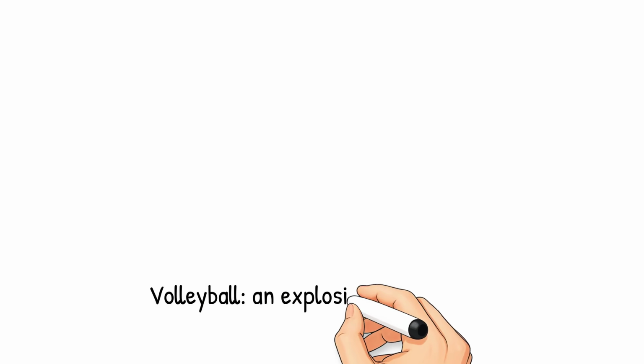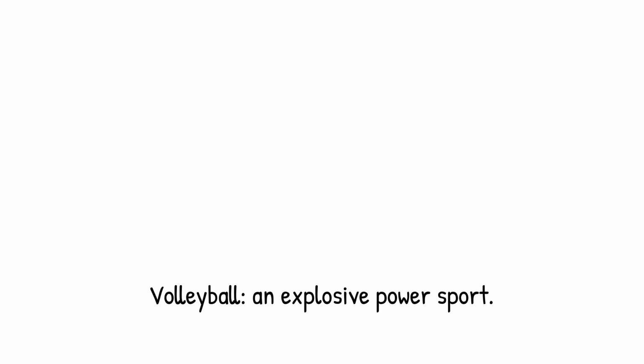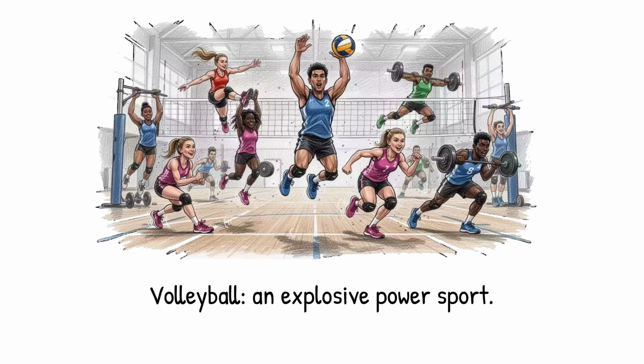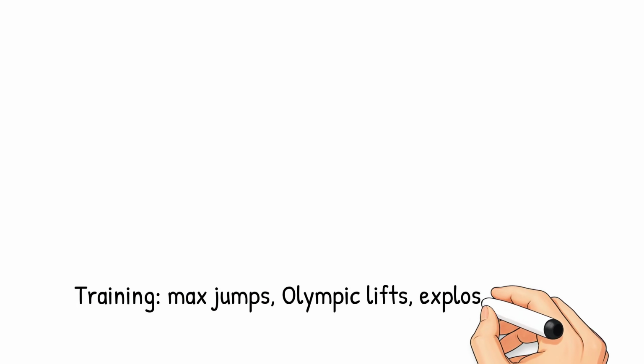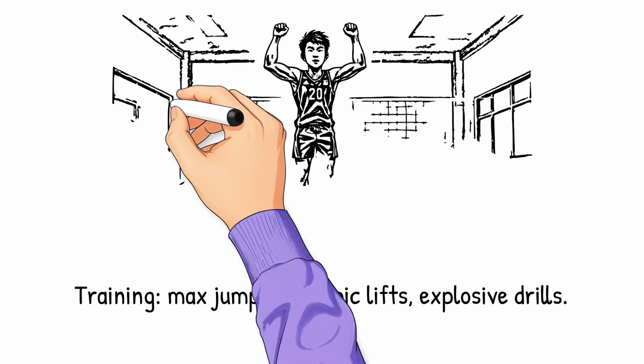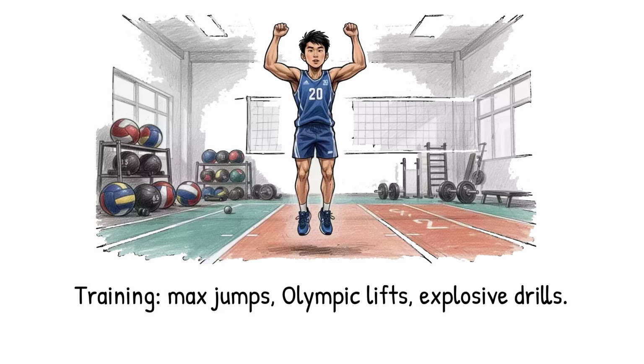Training implications. For this system, we want to develop maximal power, speed, explosiveness, and jumpability. Activity examples include max vertical jumps, Olympic lifts, medicine ball throws, short sprints, 5 to 20 meters, approach jump repetitions, and block jumps.